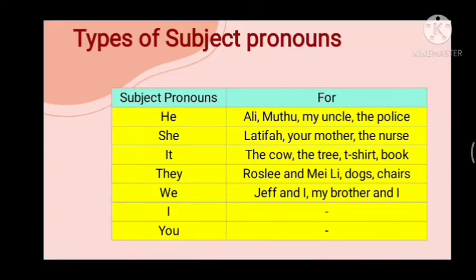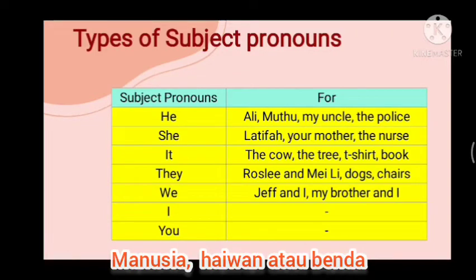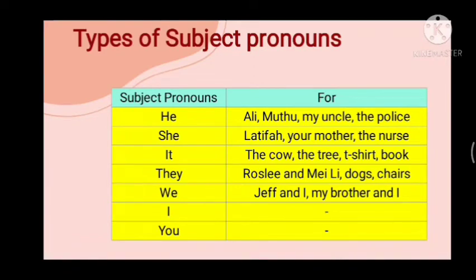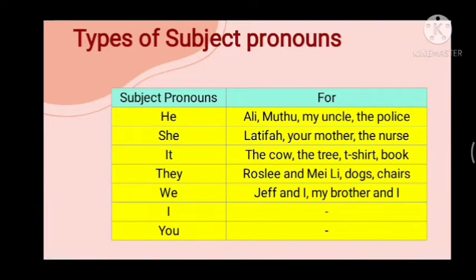Next one is they. They refers to two or more persons, things, or animals. For example, Rosalie and Melly, dogs, chairs. Next is we. We refers to you and people around you. For example, Jeff and I, my brother and I. Okay, next is I and you.